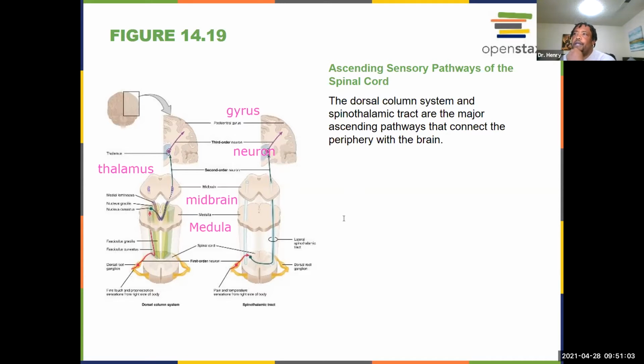This is going to be the ascending pathway of the spinal column. I'm going to try to put some of the features on. This is going to be a third order neuron. This is the postcentral gyrus. This is going to be your second order neuron. Down here, you're going to have your first order neuron.